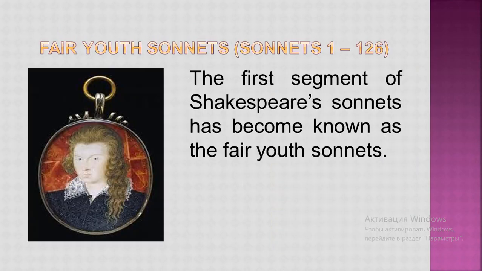The first, the Fair Youth sonnets. Sonnets 1 to 126 are addressed to a young man known as the fair youth. Exactly what the relationship is, is unclear. Is it a loving friendship or something more? Is the poet's love reciprocated? Or is it simply an infatuation? You can read more about this friendship in the introduction to the Fair Youth sonnets.